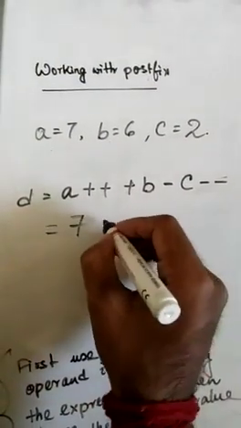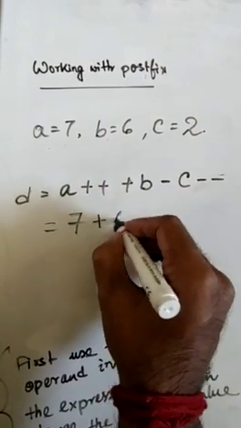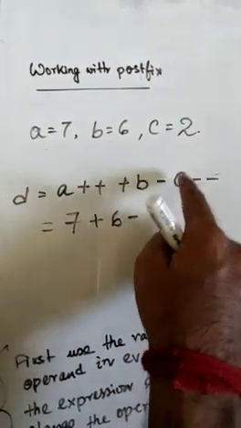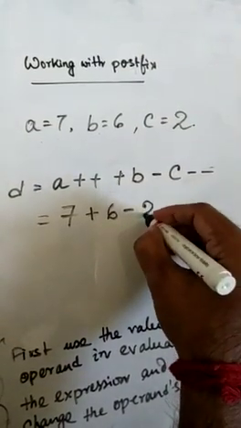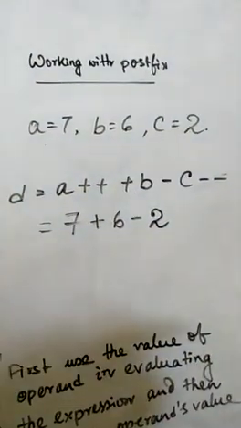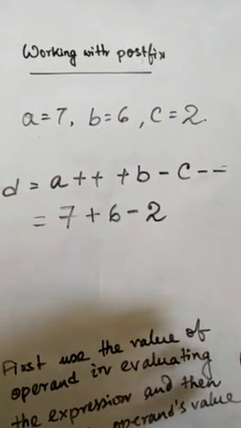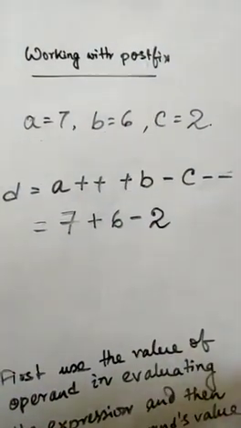8. Now the value of B, which is 6, minus the value of C, which is 2. So obviously we will use that value. We will write here 2, and afterwards the value of C will be decremented by 1. So after putting the value, C becomes 1.